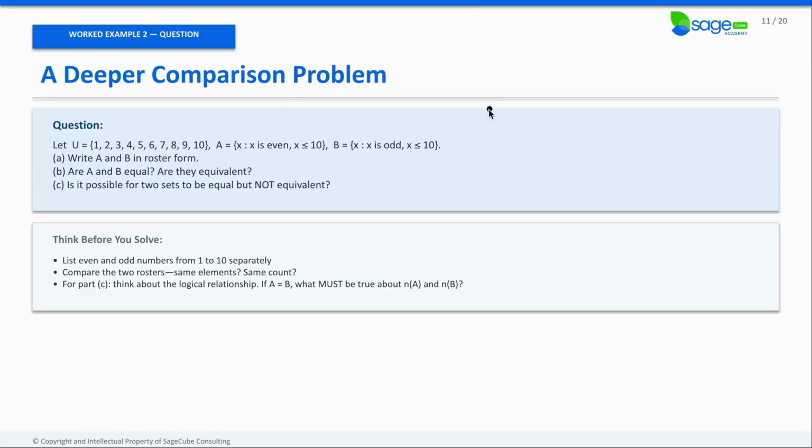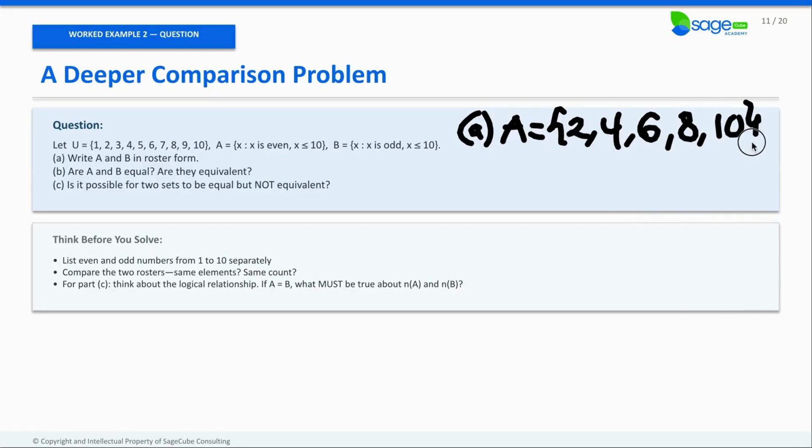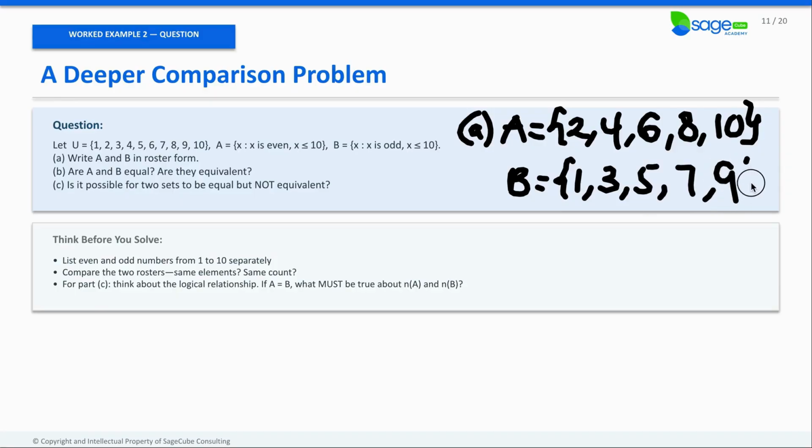So you're going to write A and B in their roster form. For A in the roster form, we are just listing. The universal set is 1 all the way to 10, but A is just the even numbers with 10 inclusive. The equal sign here means 10 inclusive. So we have 2, 4, 6, 8, 10. Then for B, what do we have? Odd. So odd, we have 1, 3, 5, 7, and then 9.